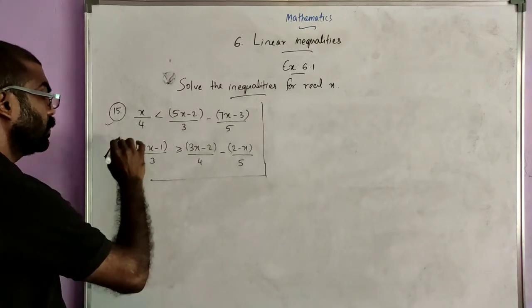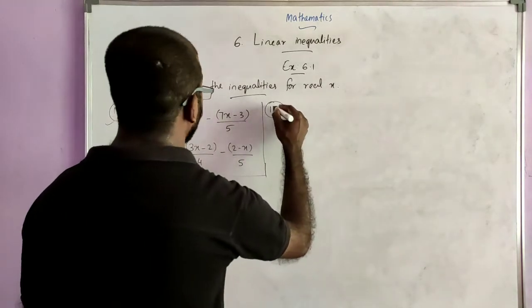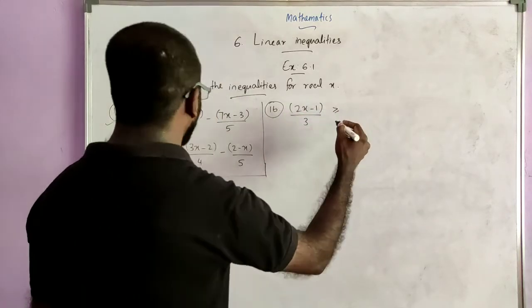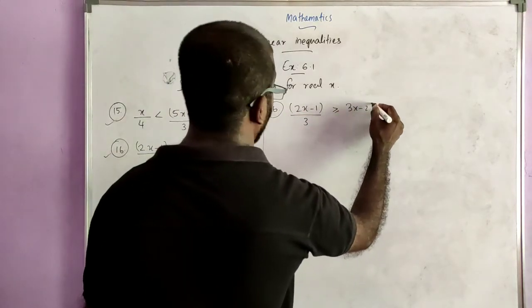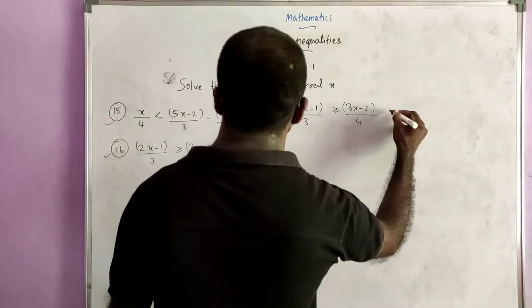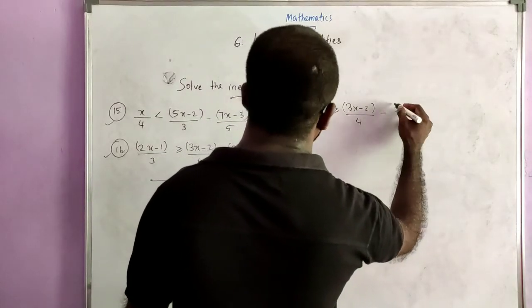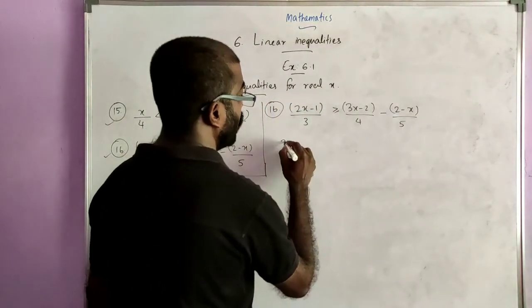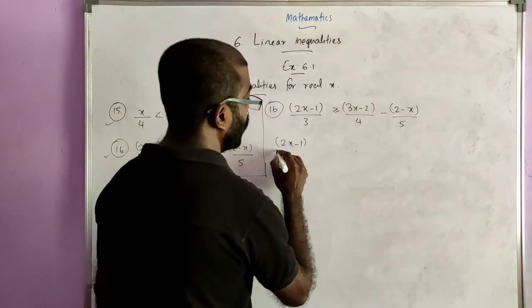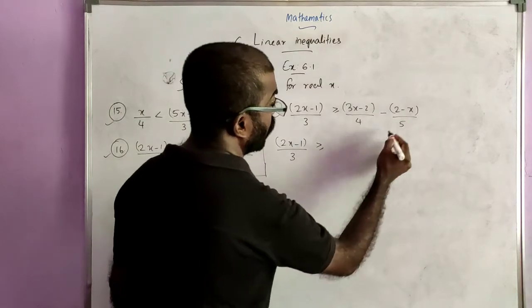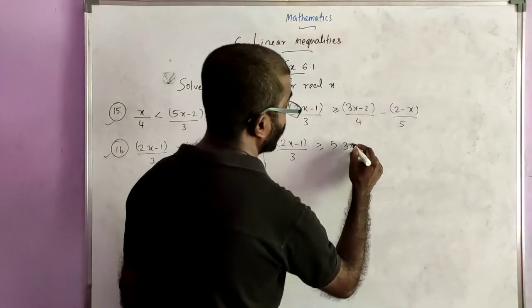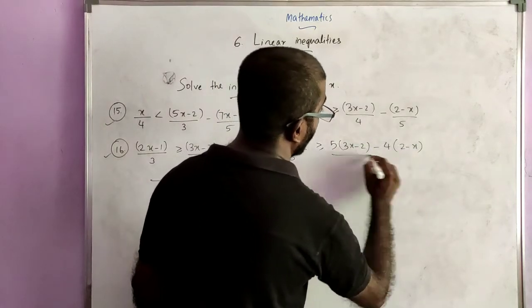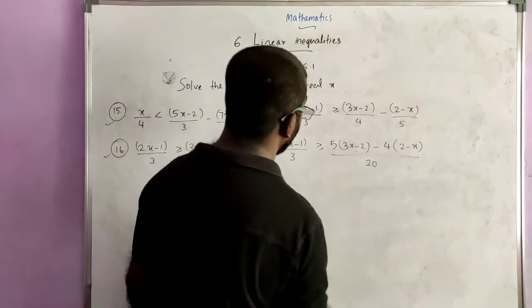Now we move on to question number 16. (2x minus 1) by 3 greater than or equal to (3x minus 2) divided by 4 minus (2 minus x) divided by 5. Here also we can cross multiply. (2x minus 1) by 3 greater than or equal to 5 into (3x minus 2) minus 4 into (2 minus x), divided by 4 5s are 20.